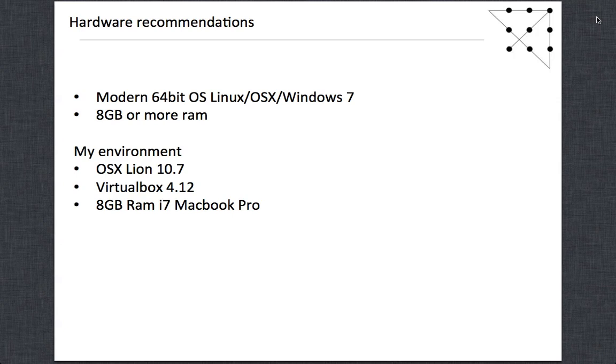Okay, hardware recommendations. Any kind of modern 64-bit OS will do: any Linux, OS X, Windows 7. I recommend 8GB of RAM or more. I allocate 4GB to the virtual machine and leave 4 for the rest of the OS. So my environment is OS X Lion, my virtual machine is VirtualBox 4.12, and I've got an 8GB machine.